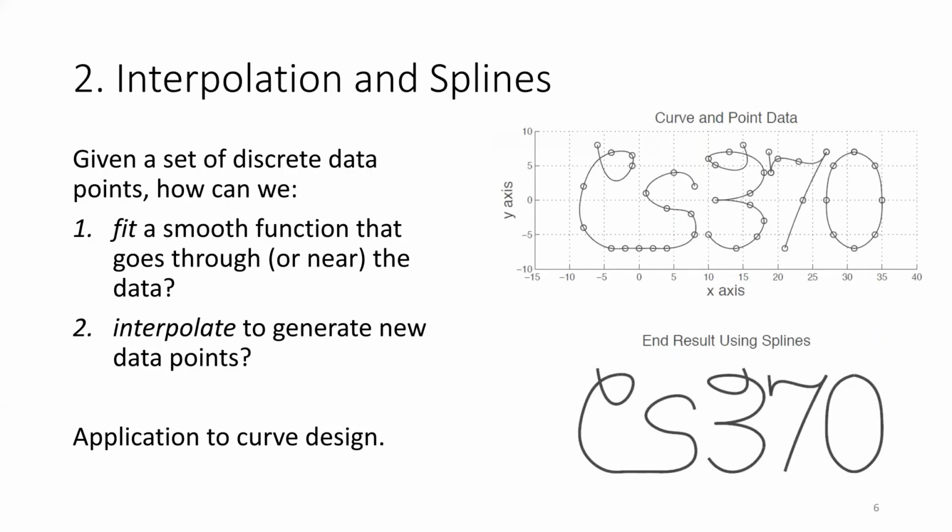So if you give a set of points in the 2D plane here, and you just tell me what the order of those points should be, I can fit a smooth curve that goes through those points. In this case, to spell out the word CS370 in some nice curly handwriting.